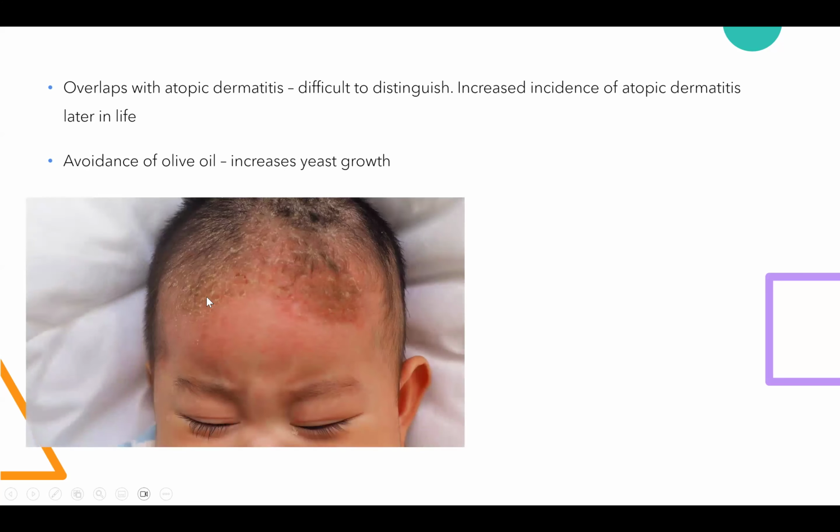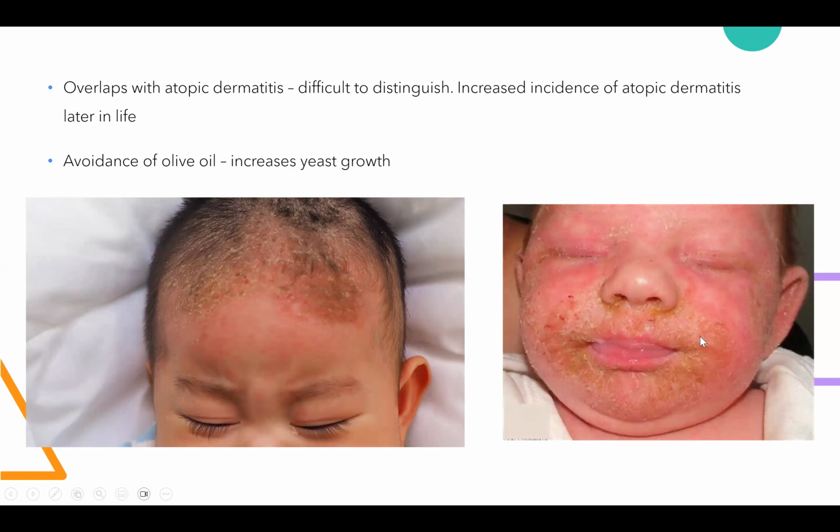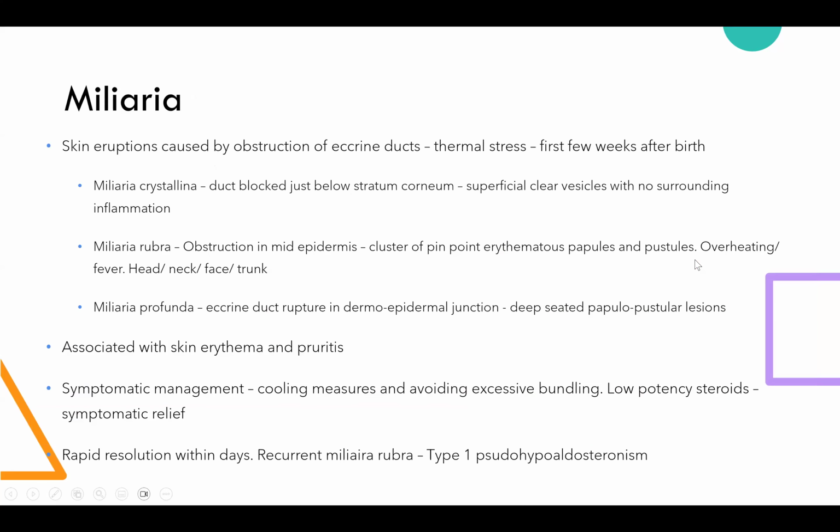This is a picture showing neonatal seborrheic dermatitis, where there are yellowish brown plaques in the scalp. This is a severe seborrheic dermatitis involving the face region. This can be confused with atopic dermatitis, which also involves the face with severe scaling.